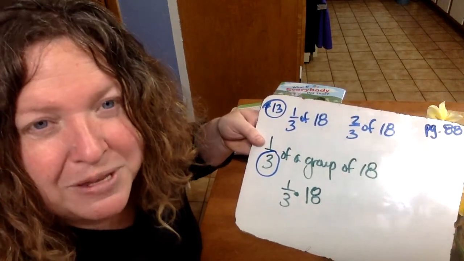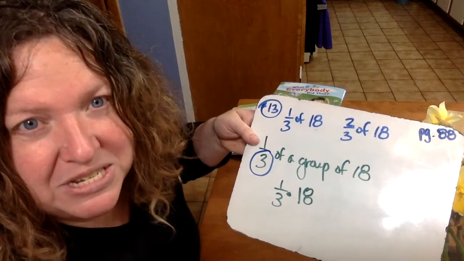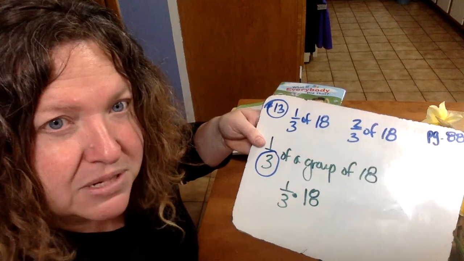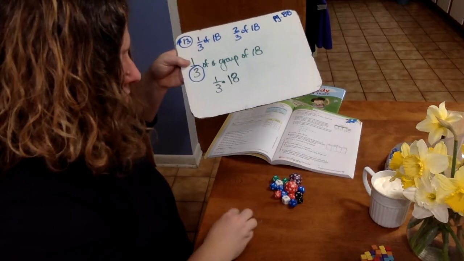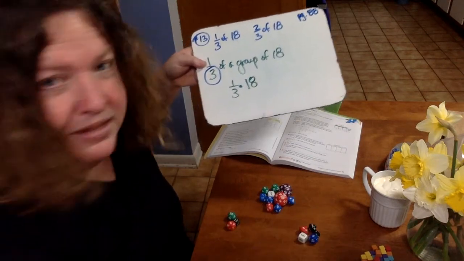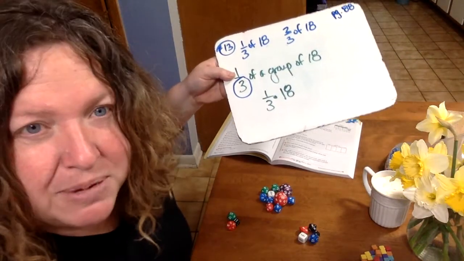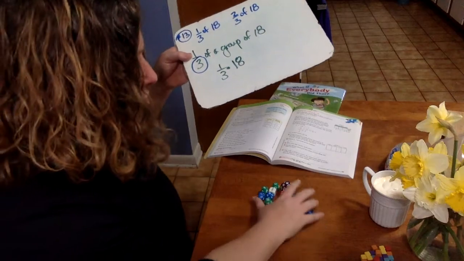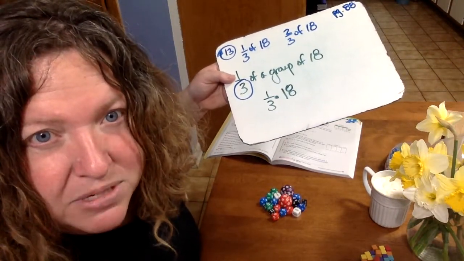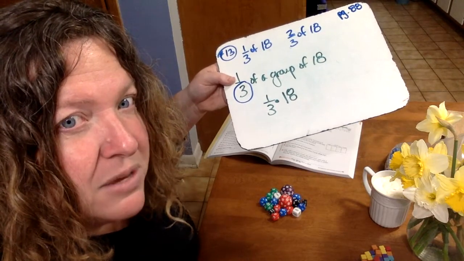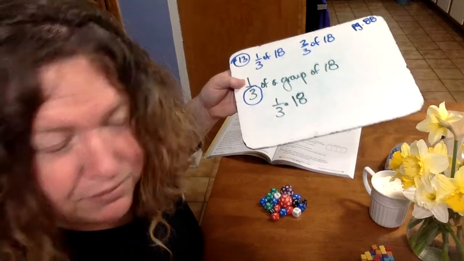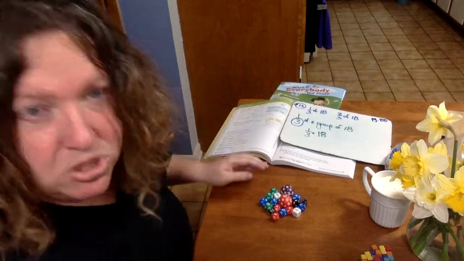It's really important that you're starting to understand what the denominator means. The denominator means it's cut into 3 groups, and not 3 groups like this. 1, 2, 3. That's not it. It has to be 3 equal groups. So what you're going to do is cut those 18 dice into 3 equal groups. Now, if you know a math fact that will help you with that, you can just count it out. If you don't know a math fact that can help you out, you can sort it out.